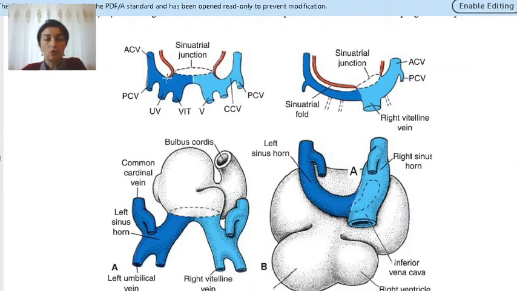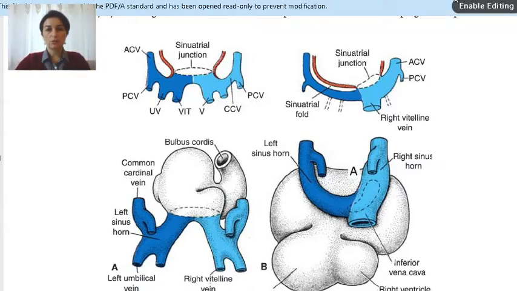Into each horn open three veins: the vitelline vein, the umbilical vein, and the common cardinal vein. The common cardinal vein has two branches: the anterior cardinal vein and the posterior. And on this side it is the same: vitelline vein, common cardinal vein, and umbilical vein. And what can we see here? Here we have to mention them.